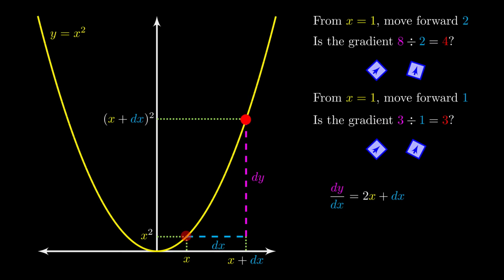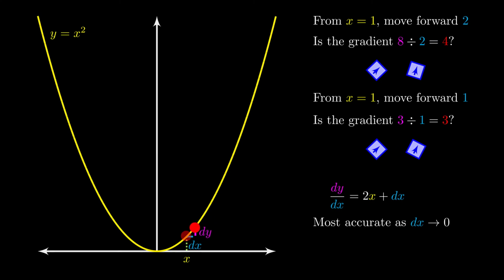That works out then. But what we said before, we did this with every intention of making dx approach 0. We saw that the most accurate measurement of gradient would happen as dx and dy both shrink towards 0. And if this shrinks towards 0, that means the dx is going to vanish there. And so dy dx is just equal to 2x.